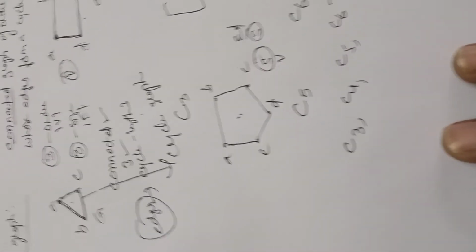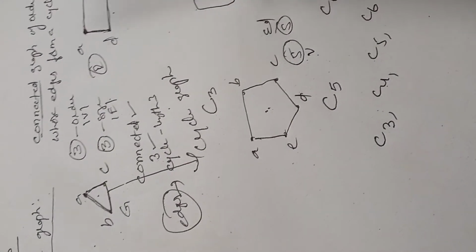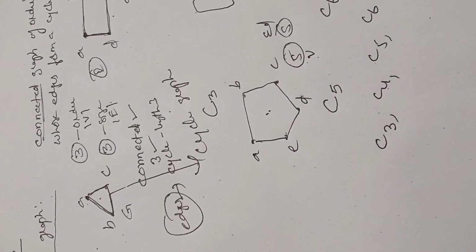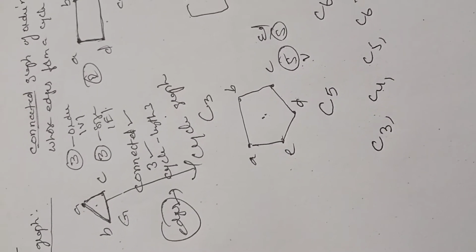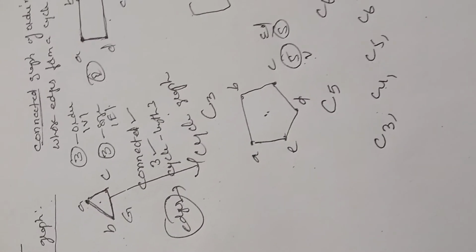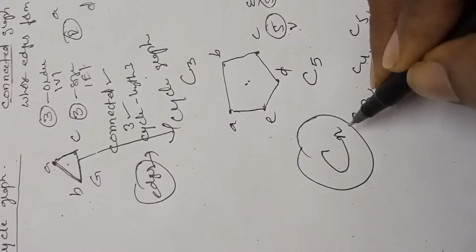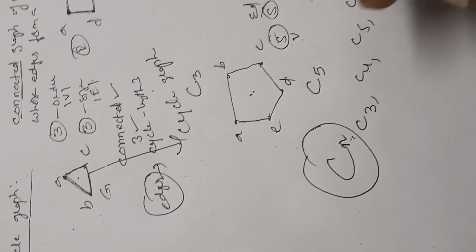What is the definition of a cycle graph? A connected graph of order n whose edges form a cycle of length n is called a cycle graph. A cycle graph is denoted by Cn. In general, it is denoted by Cn, where n in the suffix indicates the number of vertices. Right?